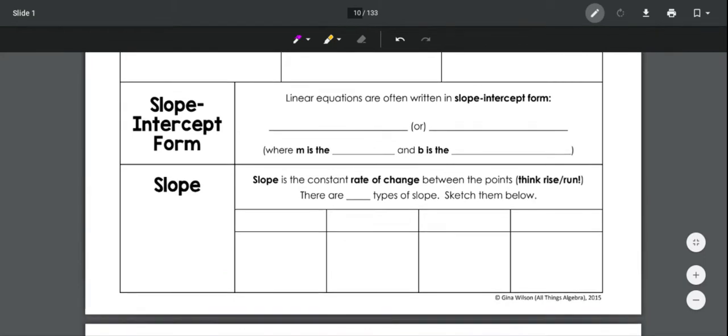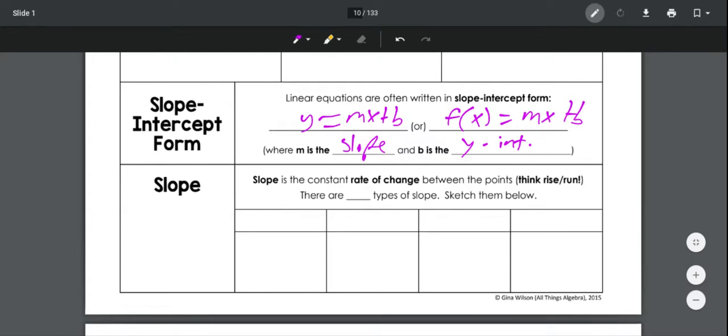Next, we've got slope-intercept form. So you've probably seen this one. This is y equals mx plus b, or f of x equals mx plus b. So you could see it either way, or g of x, h of x, and so on, where m is the slope, so m is always going to be our slope, and b is our y-intercept. So we use that for graphing purposes.